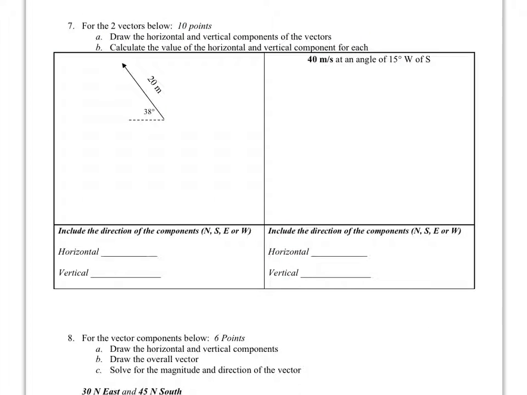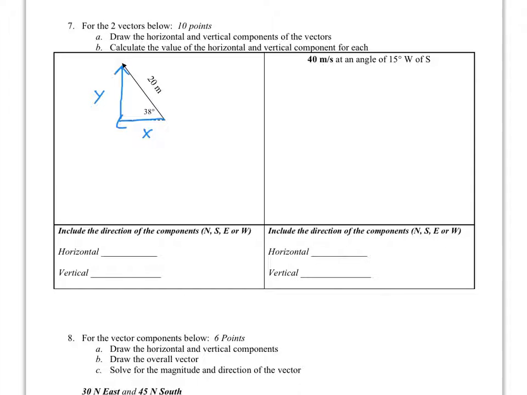Alright, let's move on to these vector problems here. So we're starting with this initial vector, 20 meters, and that's going up and to the left. So that means that my x vector is going to be going left, my y vector is going to be going up. We want to first draw those vectors, and then we're going to go ahead and solve for them. So there's my x side, and there is my y side.